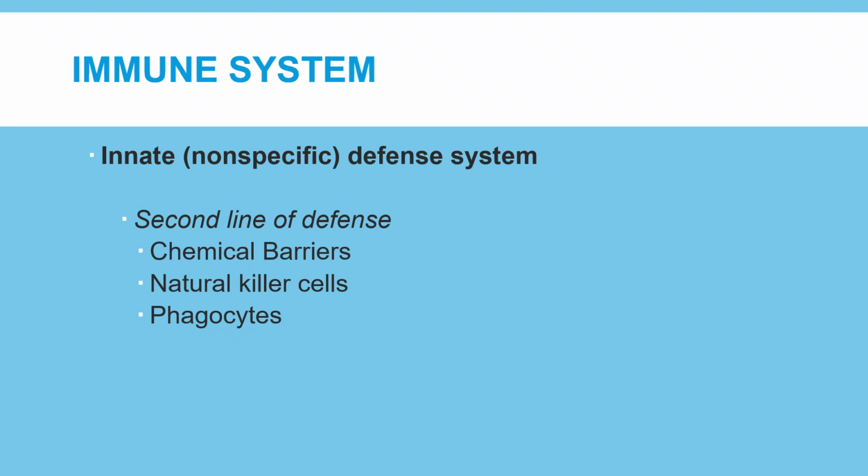So when a surface barrier is breached, like in situations where we might have a cut or a nick that goes a little deeper into the skin or into the deeper tissues rather, it's going to trigger the internal second line of defense that protects those deeper tissues. And so the second line of defense is going to include our chemical barriers, our natural killer cells, and our phagocytes.